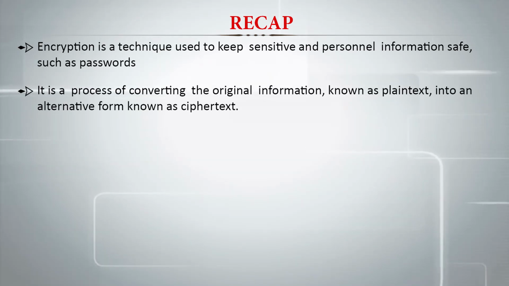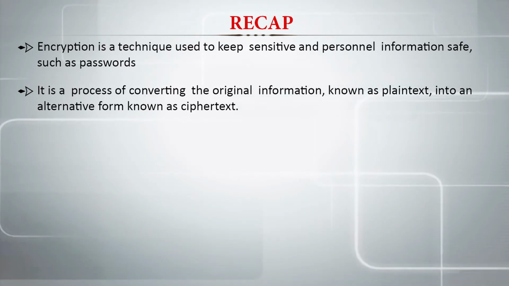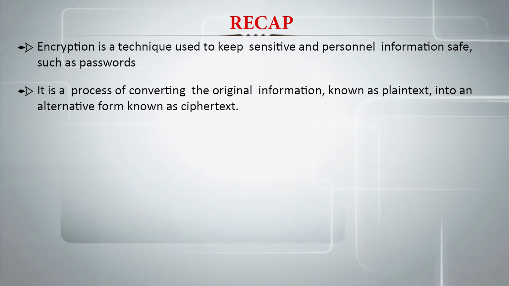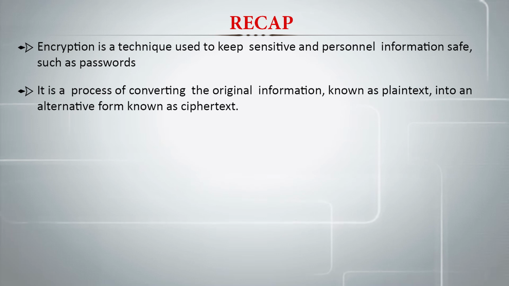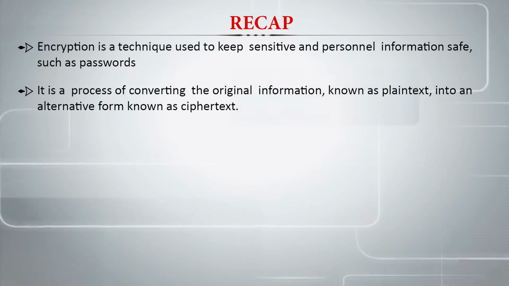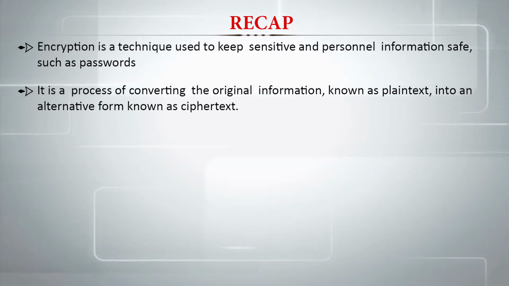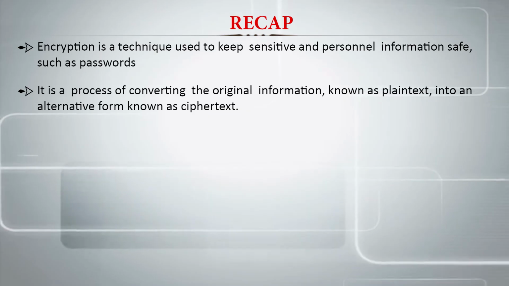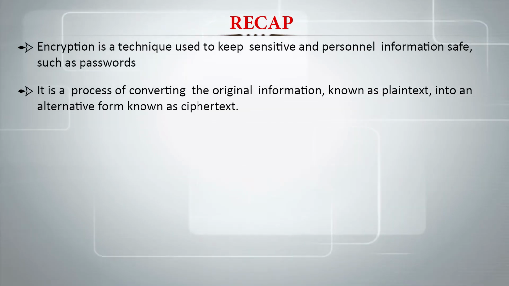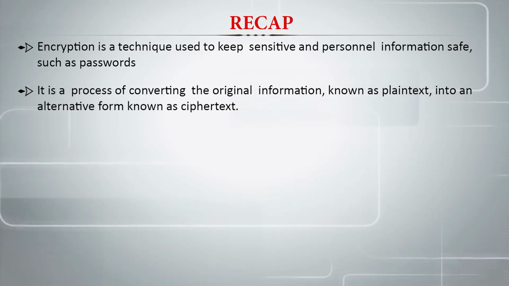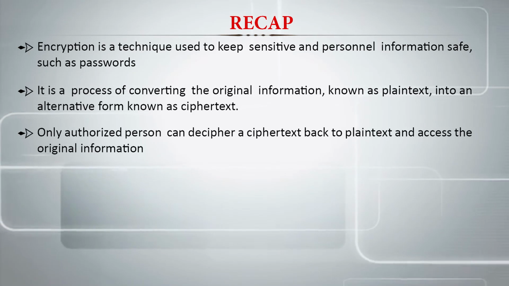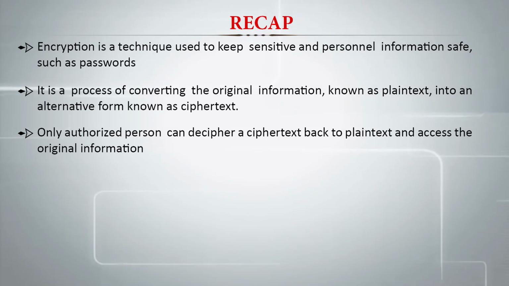It is a process of converting the original information, known as plain text, into an alternative form known as ciphertext. So the input to encryption is your original information, and sometimes we call it plain text. Plain text is the original data which requires to be encrypted, which you have to keep safe from hackers. After encryption it gets converted into a ciphertext. Only an authorized person can decipher a ciphertext back to the plain text and access the original information.